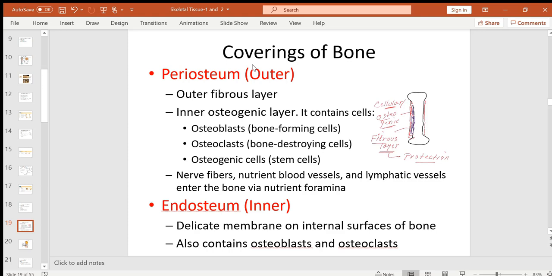And it has different types of cells. Which cells do you have in the osteogenic layer? Osteoblasts are young cells. Osteoclasts are giant cells, and osteogenic cells are stem cells. Okay. Osteoblasts are young and they produce, you know, young people produce more. So osteoblasts are young, healthy cells of the bone. Osteo means bone. And osteoblasts form the matrix. This is very important information.